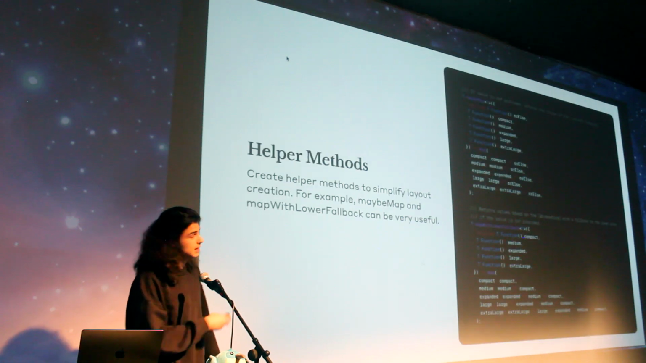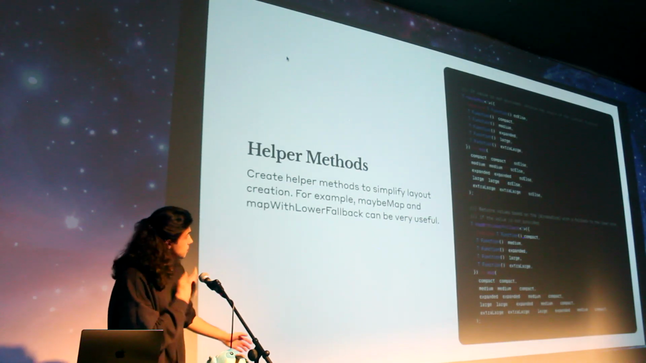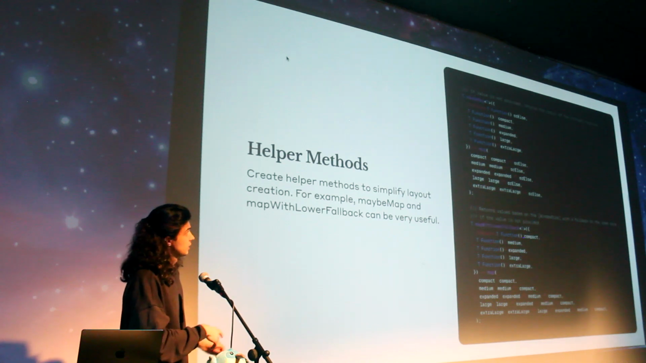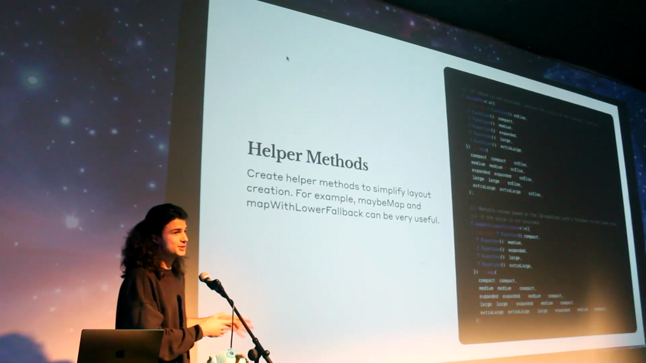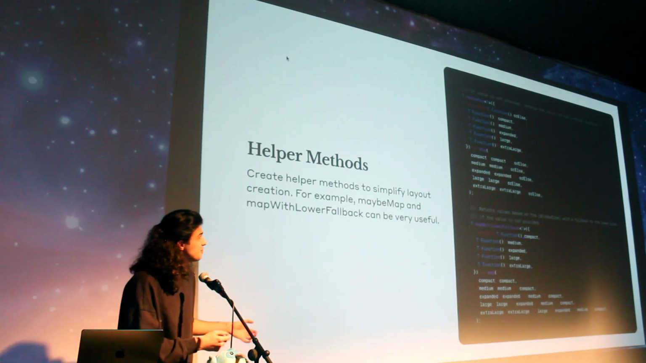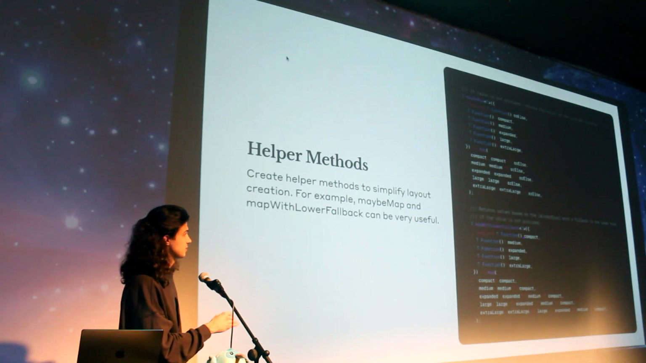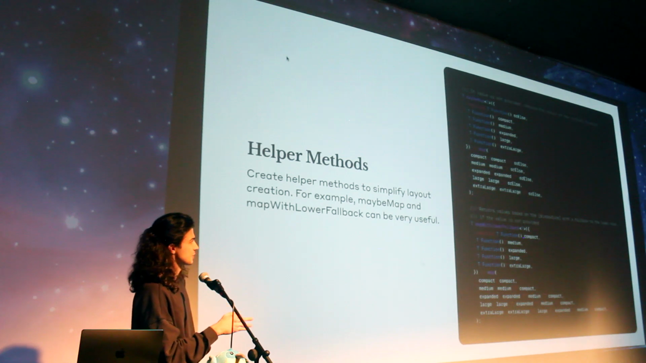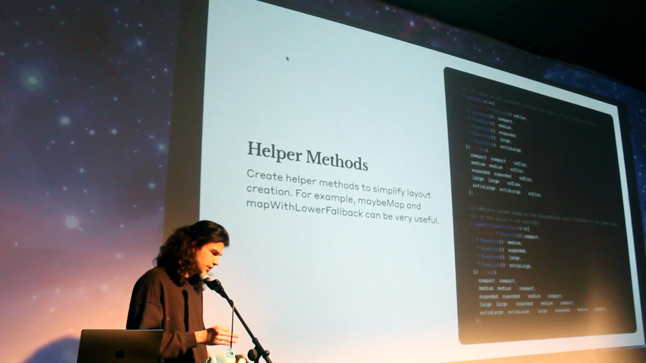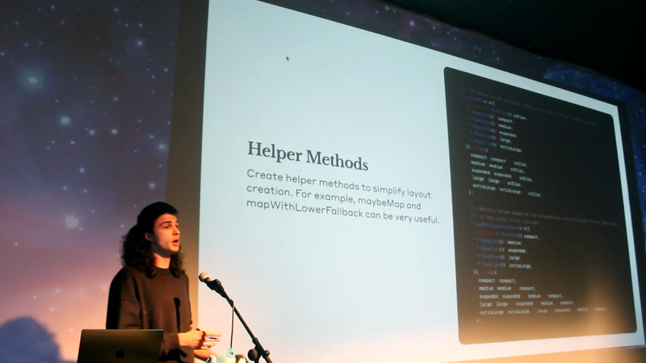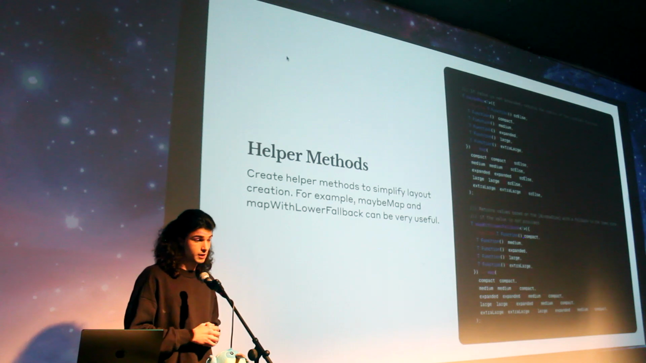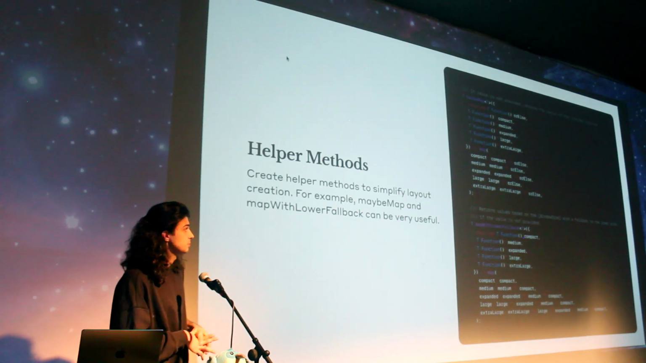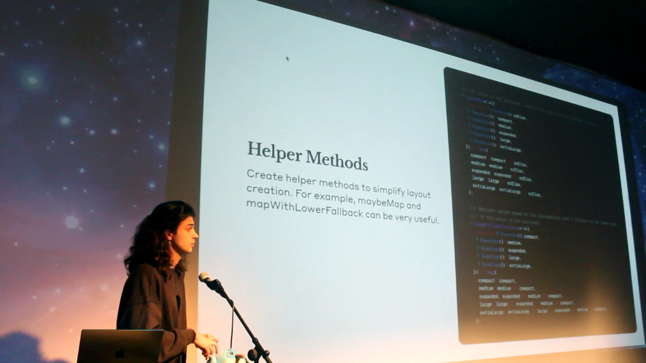Additionally, you might want to add some other methods to it, such as maybe map or map with lower fallback. I very much love this method, and I will try to prove the same to you. So how does it work? Imagine you have a device in extra large dimension, but you have your screen implemented only for compact and expanded dimensions.